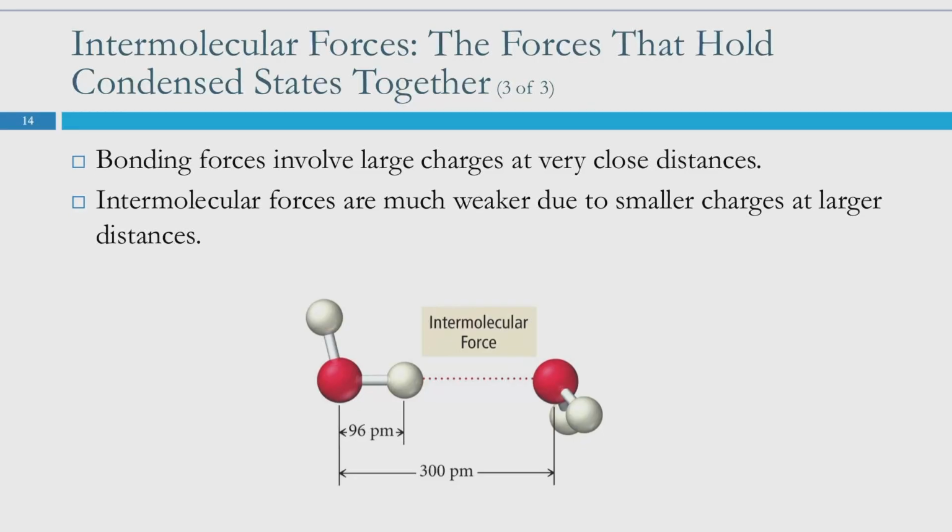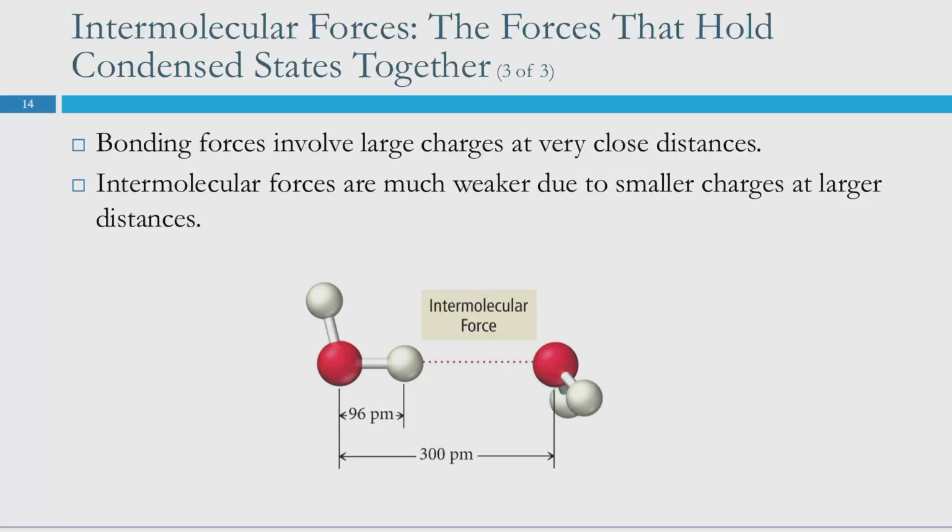Bonding forces involve large charges, so like our hydrogen and our oxygen in water are large charges at close distances. Our intermolecular forces are much smaller charges. This is much less than 1 charge unit, where like a proton has +1, an electron has -1. It's much less than 1, and it's a much further distance than with our bond. So that's some of the things that make it a lot weaker.